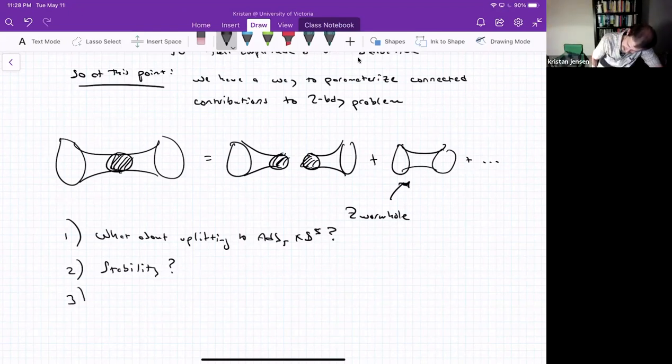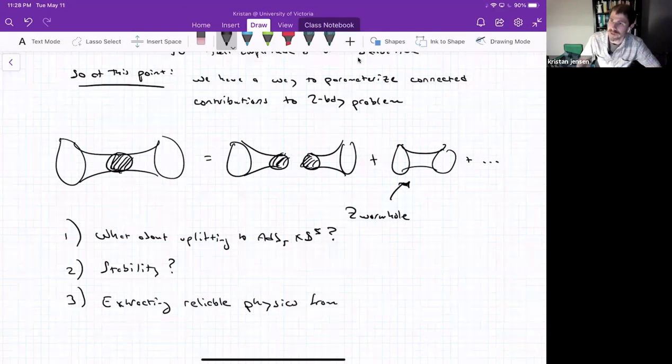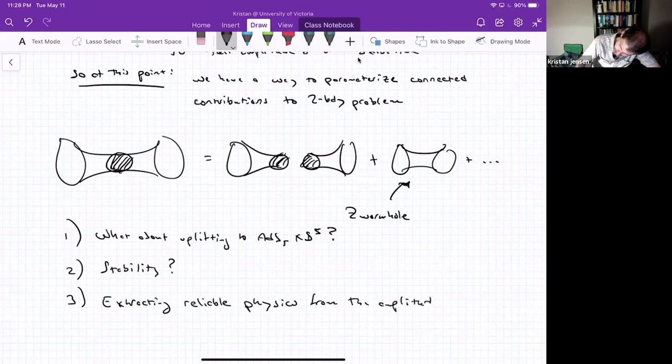And the third question is this thing of extracting reliable physics from the amplitude. Meaning physics that can be analyzed in bulk effective field theory. And I'll comment on each of these in turn. So we have positive answers to all of these questions.